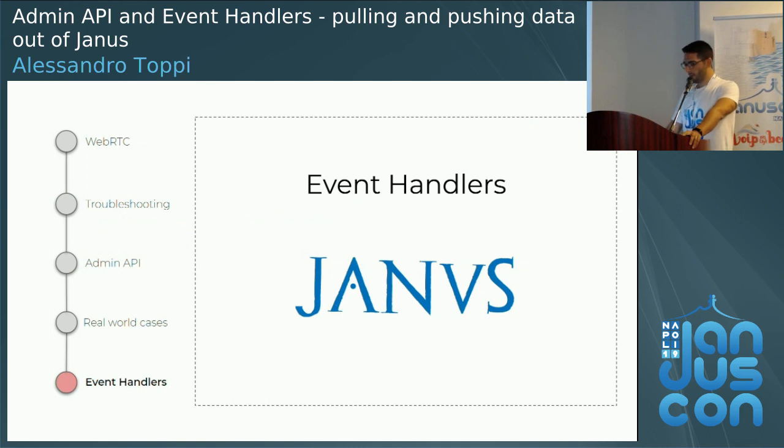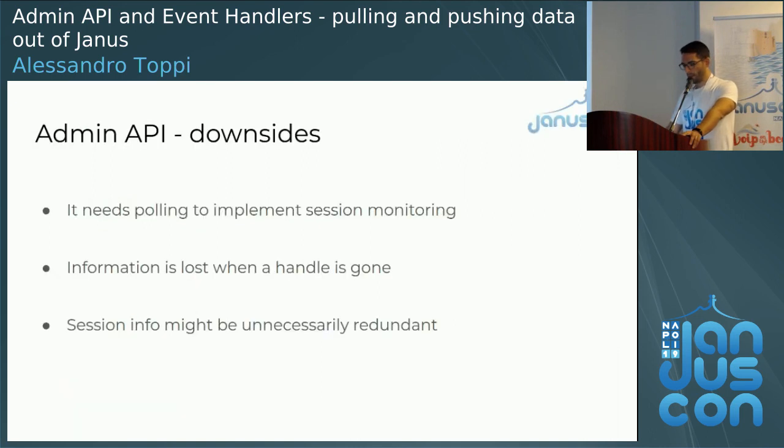Now, let's jump to the event handlers. Admin API is a cool feature, and historically it has been the best, if not the only way to troubleshoot Janus applications in a fast way, but it has some downsides. For example, it needs polling to implement session monitoring, and information about the user session gets lost when the handle is gone. And the info in the response might also be redundant in some cases. You might just need some parts of that response, not all the parts.